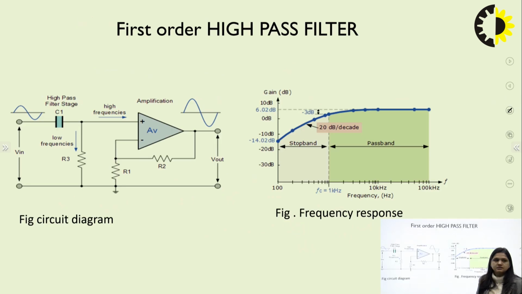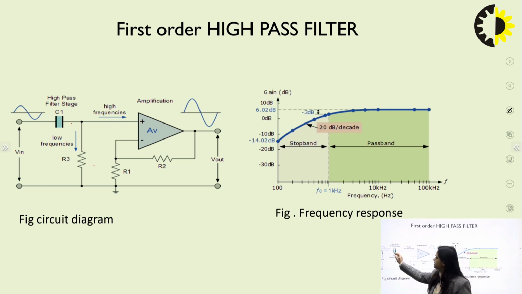Now this is the designing of a low pass filter. Similarly, you can design a high pass filter too. In a high pass filter, there is only one change in the designing: the places of R and C are interchanged. Like in the first order filter, this is the place for R and this is the place for C. So here I have changed the position of R and C. For the first order filter design, everything else is the same.